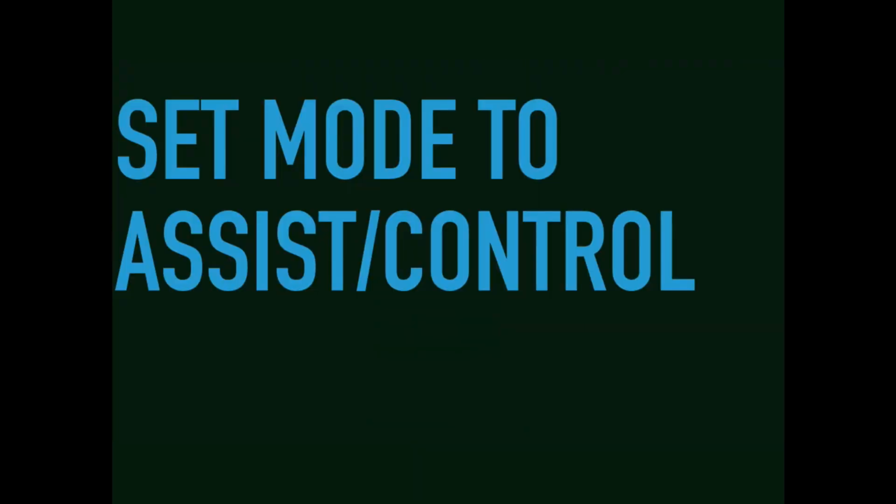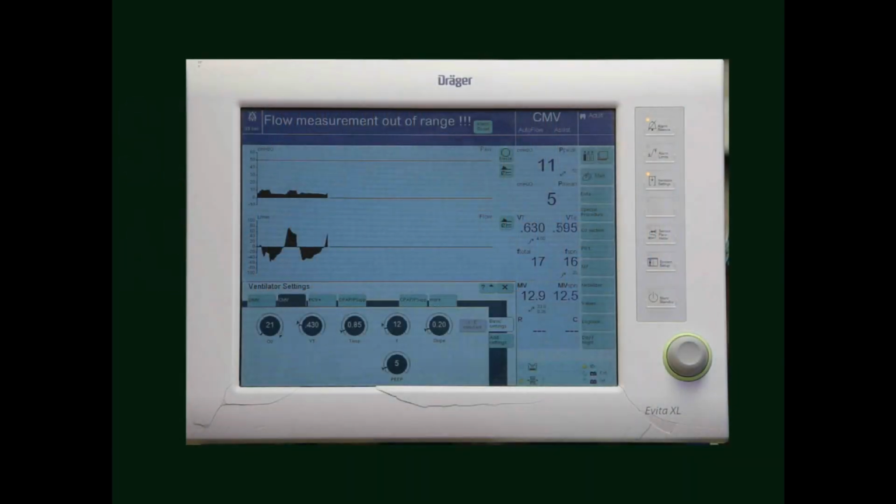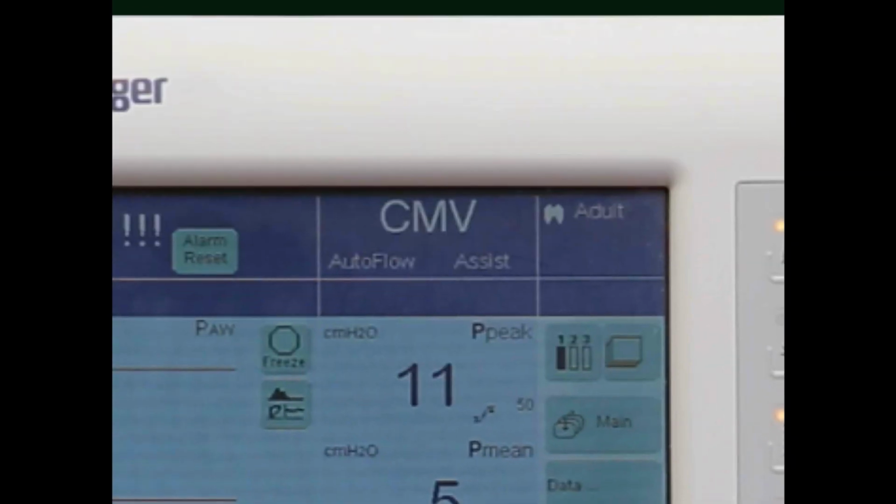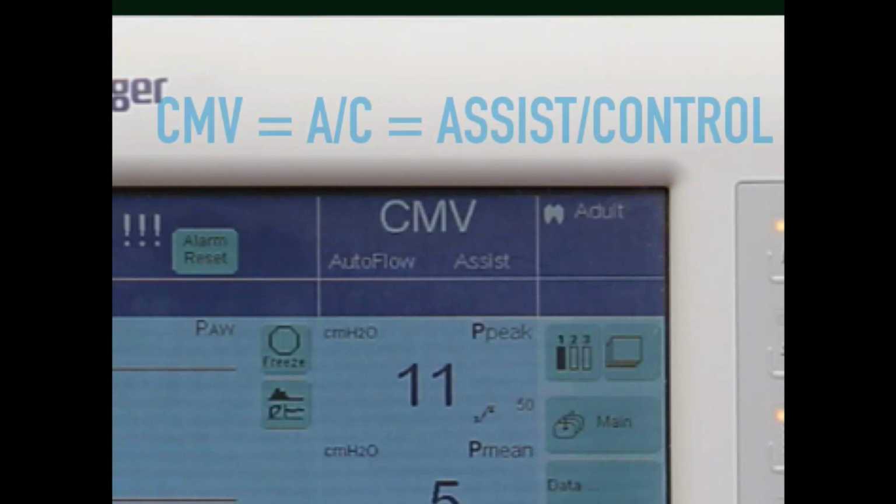So just a couple things we wanted to go over in addition to the video. I said set your mode to assist control or AC mode. And then if you looked at our ventilator, you probably noticed this. CMV is really an outdated term, but it's still on a lot of ventilators, including the one we're using here. Anytime you see CMV, that's the same as AC, that's the same as assist control. In the early days of ventilation, there was a difference, but now on all modern ventilators, all these things are talking about the same thing. So when I say start in assist control or AC, CMV, whatever your vent calls it, start in that mode.